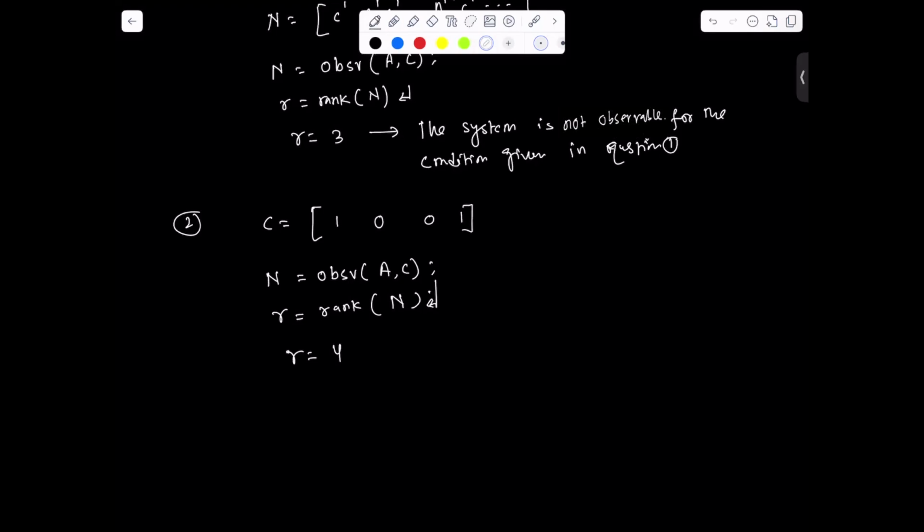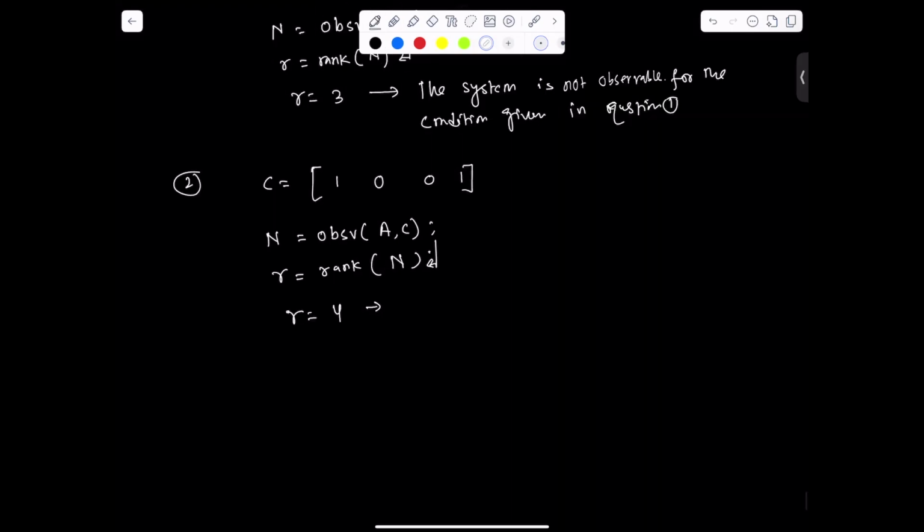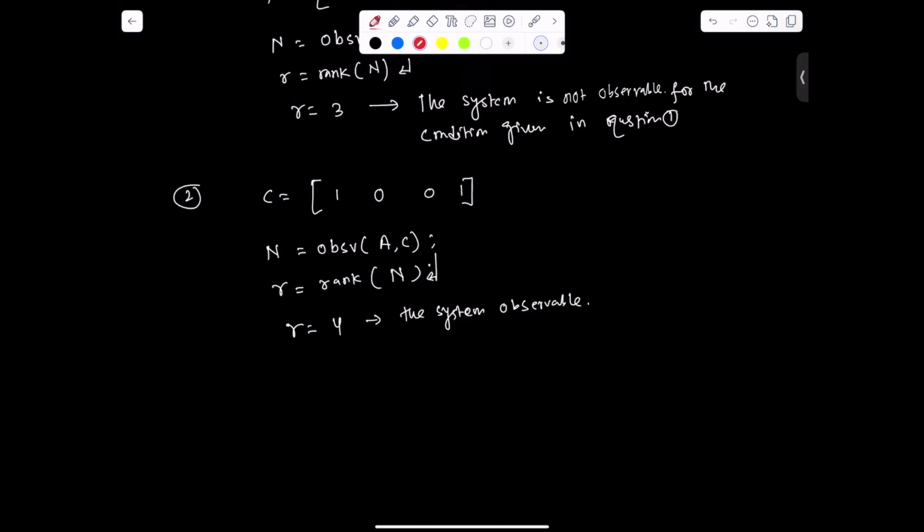So in this case, we can say, since rank is 4, the number of states equals the rank of the system, 4. So we can say the system is observable. Okay, so this is very important. Now we put the system is observable for the second question.